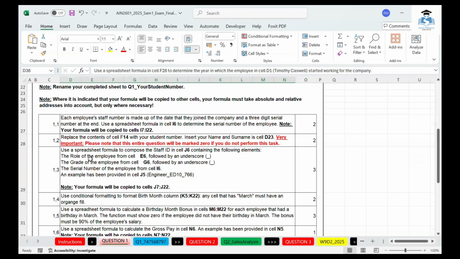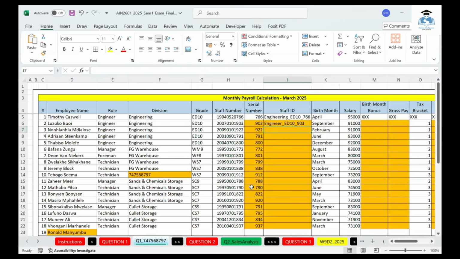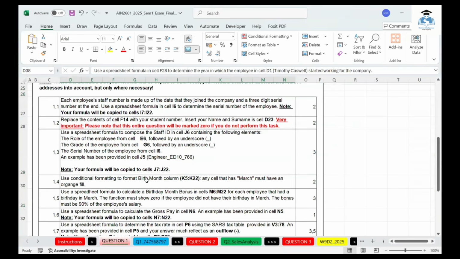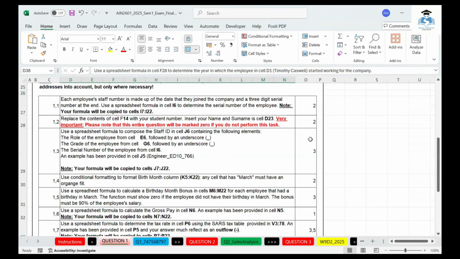Let's confirm if it was the row. Yes, the row of the employee. So after you drag. Get it? Next. Now you have got how many marks? 7.